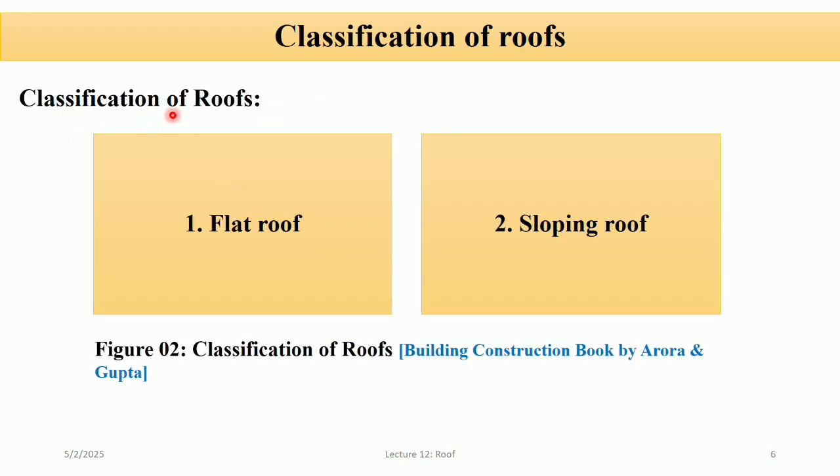Now let's discuss the classification of roofs. The first one is the flat roof, and the second one is the sloping roof. We will discuss these two classifications. The roof has other classifications as well, like the dome roof, etc., but we will only discuss the flat roof and sloping roof.